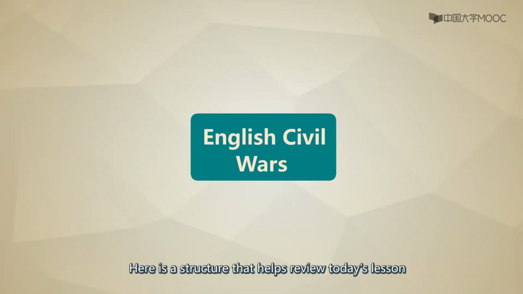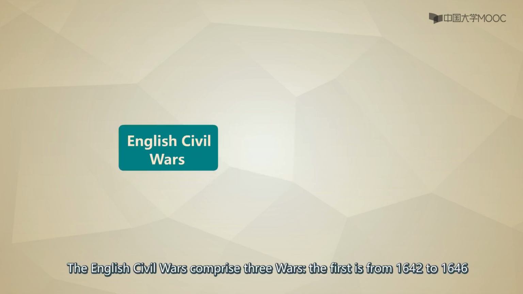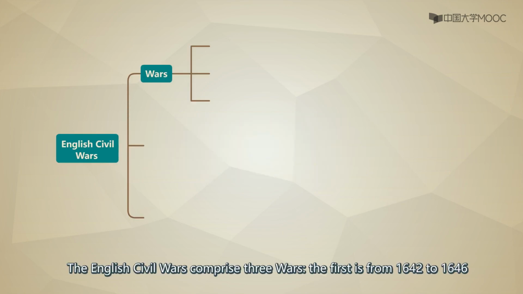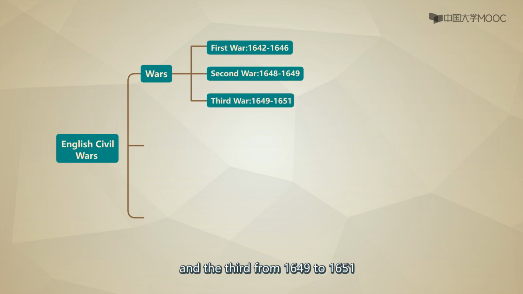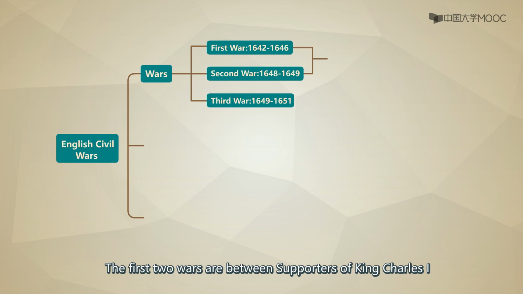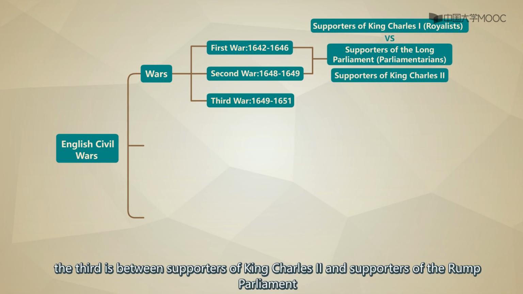Here is a structure that helps reveal today's lesson. The English Civil War comprised 3 wars. The first is from 1642 to 1646, the second from 1648 to 1649, and the third from 1649 to 1651. The first 2 wars are between supporters of King Charles I, also called Royalists, and supporters of the Long Parliament, also called Parliamentarians. The third is between supporters of King Charles II and supporters of the Long Parliament.